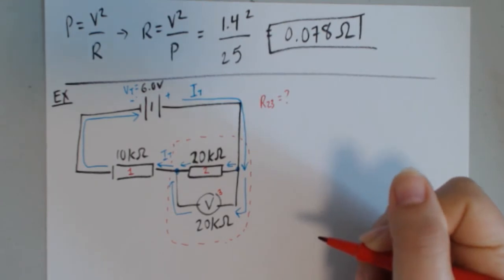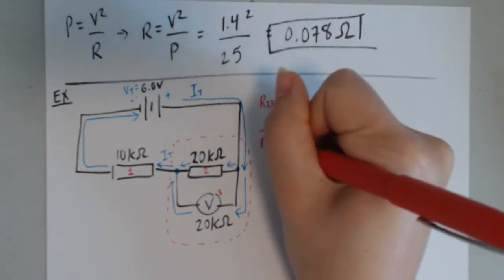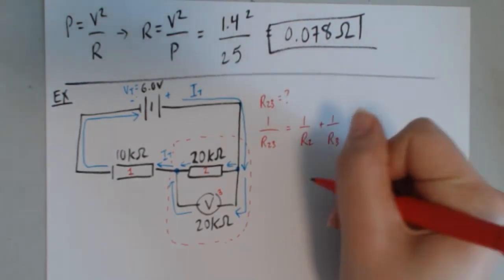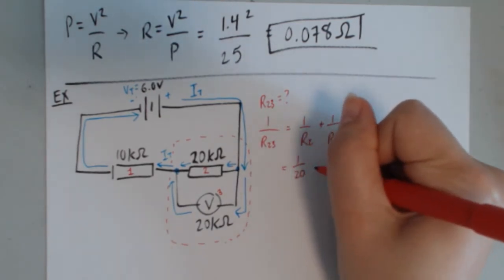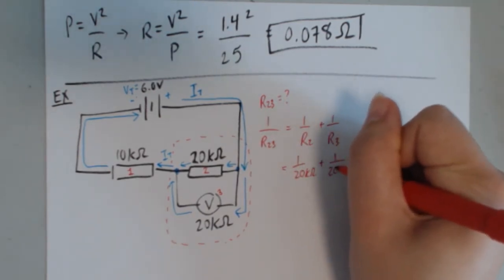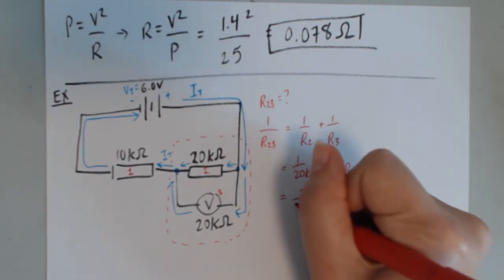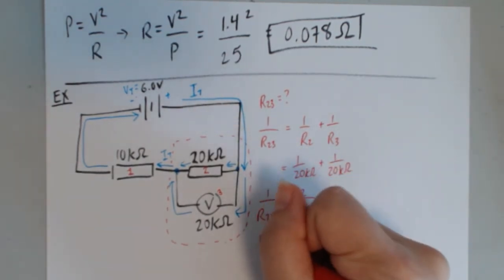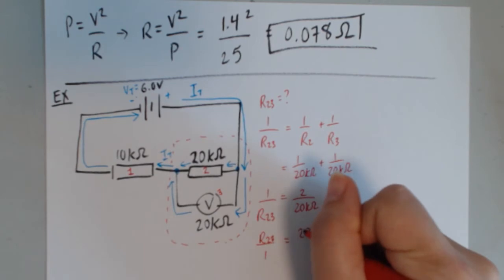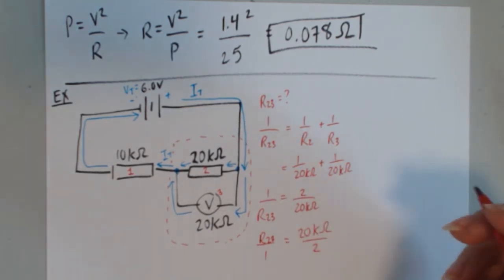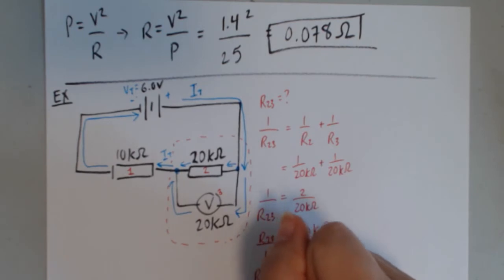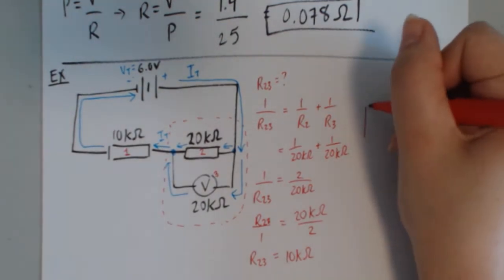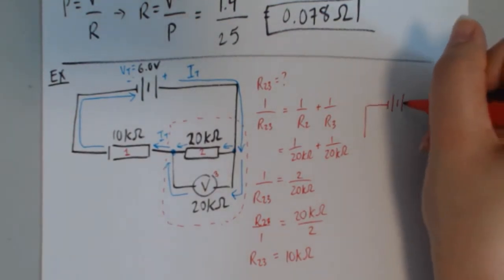Now, since R2 and R3 are in parallel with each other, I know that 1 over R23 is equal to 1 over R2 plus 1 over R3. So 1 over 20 kilo ohms plus 1 over 20 kilo ohms. So that's 2 over 20 kilo ohms. That's 1 over R23. So then R23 over 1 is 20 kilo ohms divided by 2. So R23 is equal to 10 kilo ohms. So then the simplified circuit looks something like this.